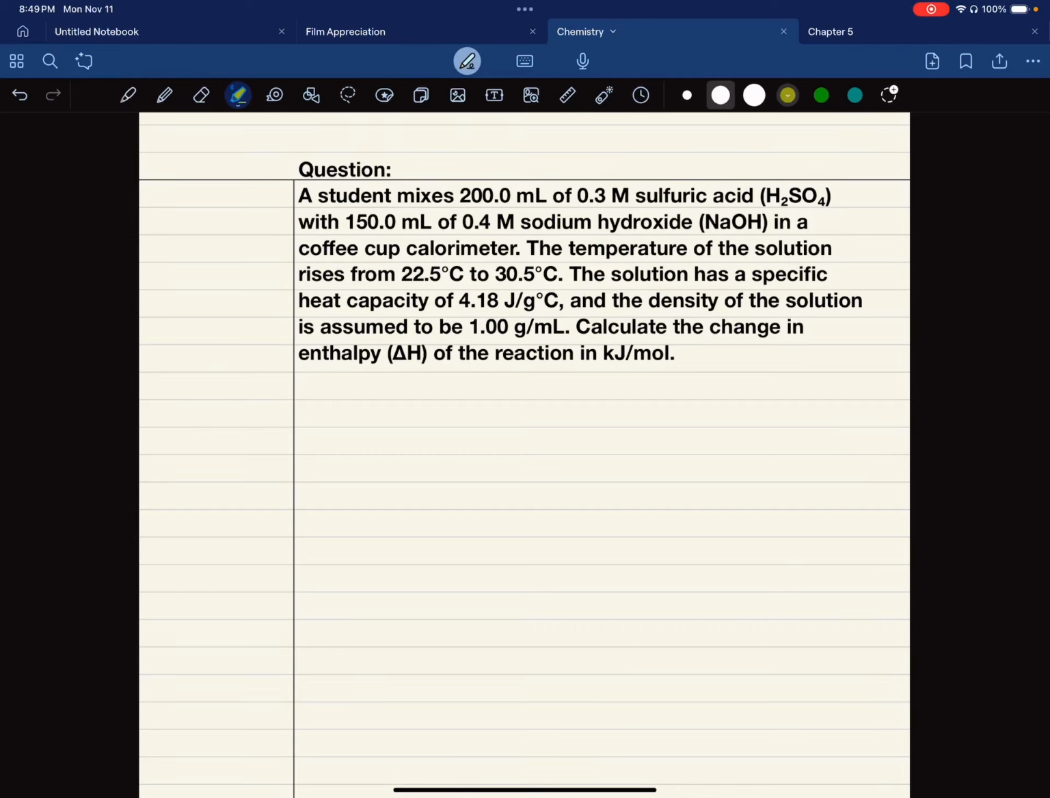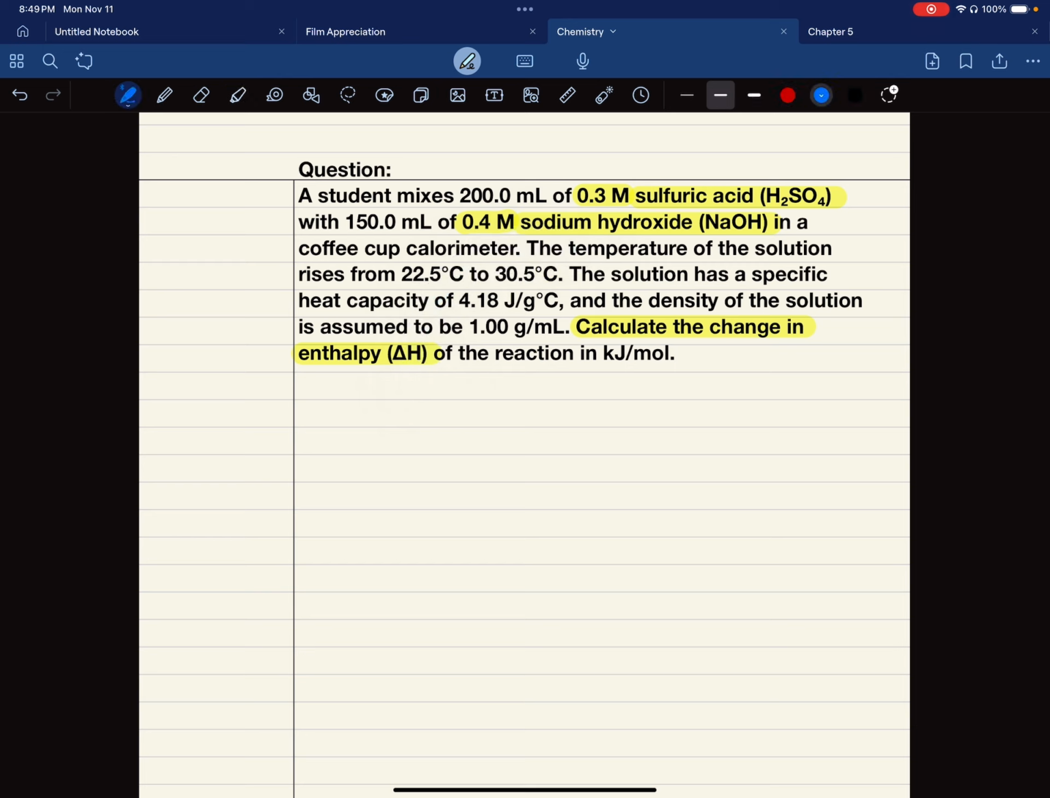Hello guys. So in this video, we're going to be calculating the change in enthalpy in our reaction. Our reactants are going to be sulfuric acid, H2SO4, and sodium hydroxide, NaOH. And we are also given their molarities for calculating moles.